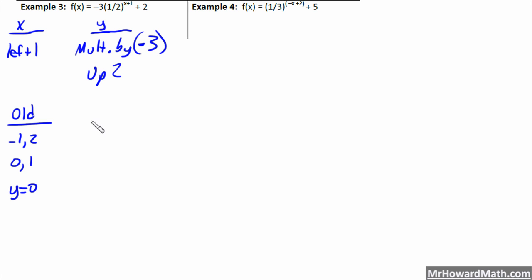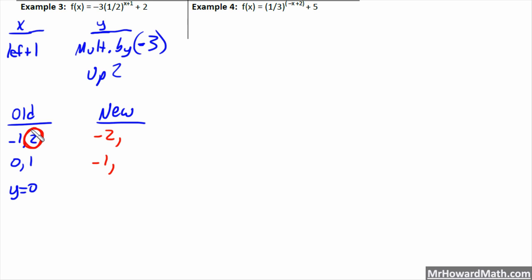So now for the new table, so we need to make these transformations. The x's are just left 1. So we were at -1, you go left 1, that takes you to -2. Let's go ahead and do this x coordinate. We go left 1, we were at 0, so that takes us to -1. Alright, and then for the y coordinates here and here. So we need to multiply by -3 and then add 2.